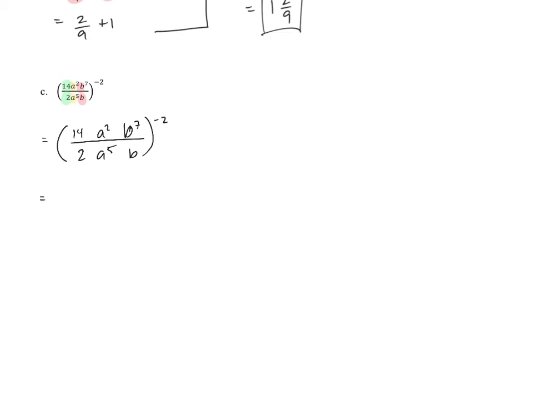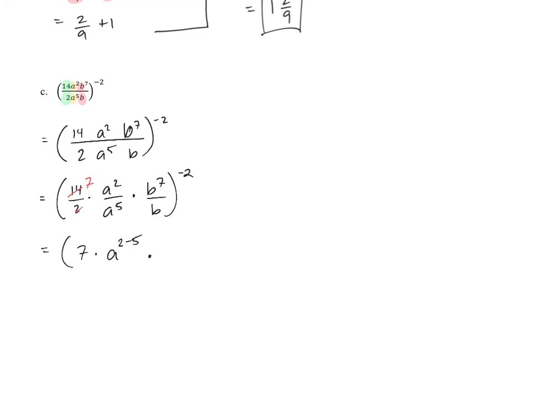And then I'm going to go ahead and rewrite what's inside into just the fractions being multiplied together, which I'm able to do. Alright, so let's see. Well, simplifying, 14 divided by 2 is just going to be 7. And then I have the a to the second power divided by a to the fifth power. So I'll keep the base and then I'll subtract the exponents. So 2 minus 5.